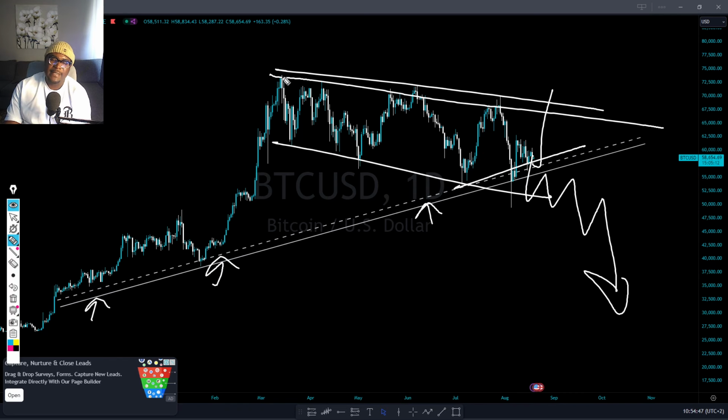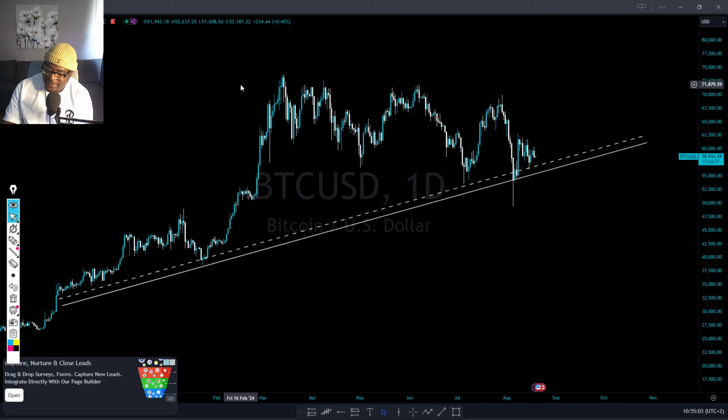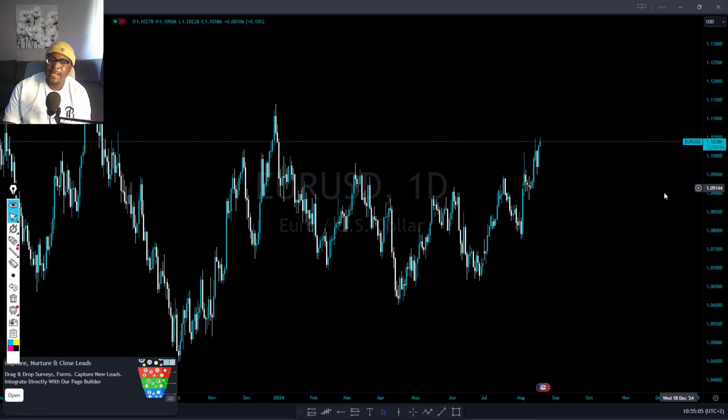We can see that since we reached this highest level, around 72K, the market struggled to go even higher. Maybe the market will end up breaking to the downside. If it doesn't break to the downside, we'll see the market trying to go even higher to the upside. But at the moment, we can just relax and see.